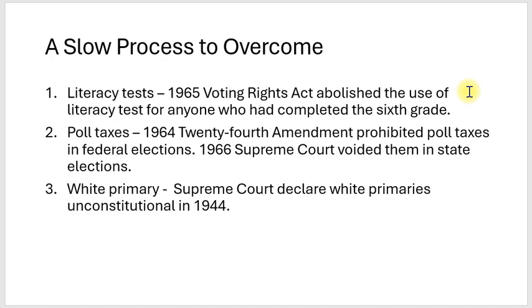In 1964, the 24th Amendment prohibited poll taxes in federal elections. And then in 1966, the Supreme Court voided them in state elections. And the Supreme Court declared that white primaries were unconstitutional in 1944. You've got to let everybody vote in primary elections that you let vote in general elections. And so there's this slow process to overcome the discrimination that blacks had suffered.